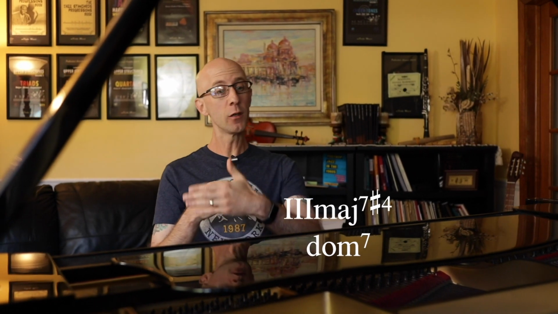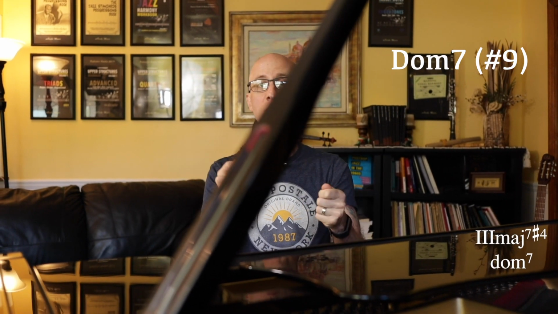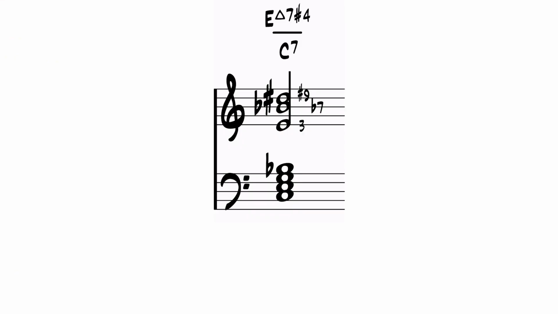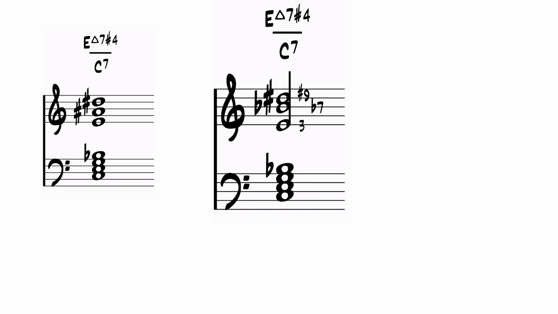Today, let's look at a major 7 sharp 4 altered quartal built on the 3 of a dominant 7 chord. It will be notated like this: major 7 sharp 4 over dominant 7. This is another altered quartal sound which is great to use on top of any dominant 7 chord that contains a sharp 9. So if I have, for example, a C7, the 3 is E. So I'm going to build my major 7 sharp 4 altered quartal starting on E. And I should get E, B flat, and D sharp. This is going to contain just one tension, the sharp 9.